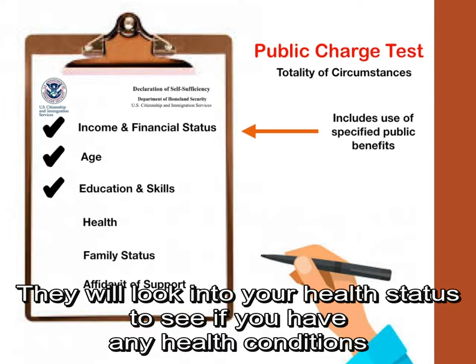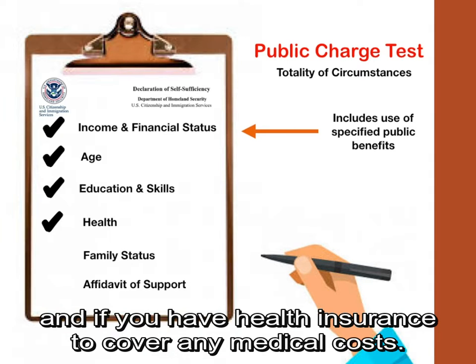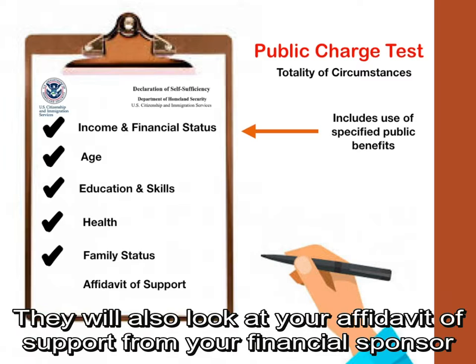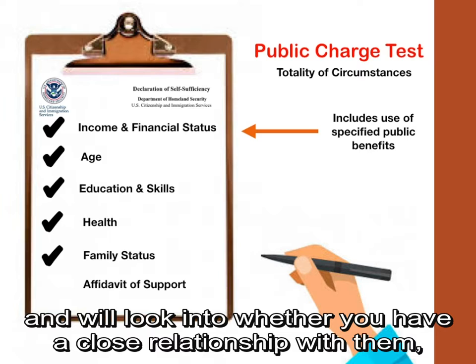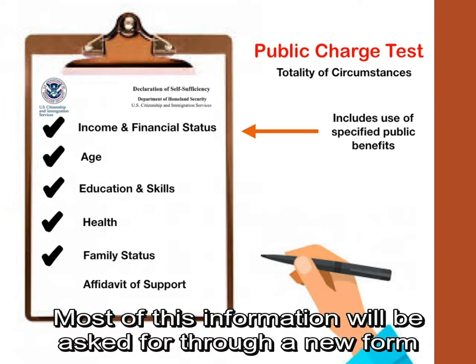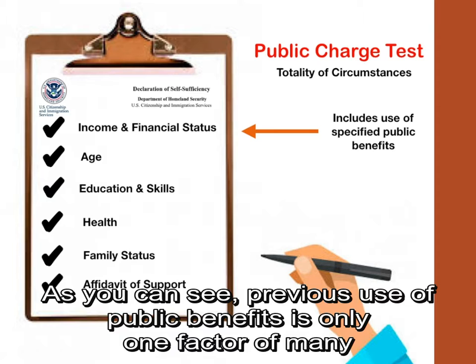They will look into your health status to see if you have any health conditions that could prevent you from working and if you have health insurance to cover any medical costs. They will also look at your family status to see what your household size is and the financial status of your household. They will also look at your affidavit of support from your financial sponsor and will look into whether you have a close relationship with them, whether you live together, and whether the sponsor has sponsored others previously. Most of this information will be asked for through a new form called the I-944 Declaration of Self-Sufficiency. As you can see, previous use of public benefits is only one factor of many that will be examined by the immigration officials.